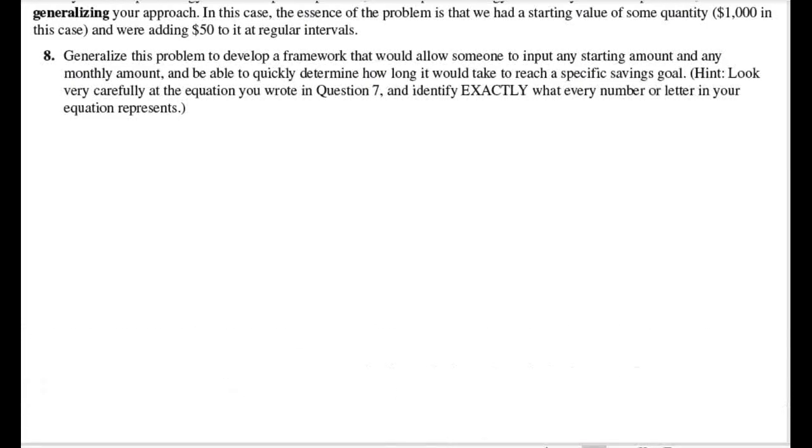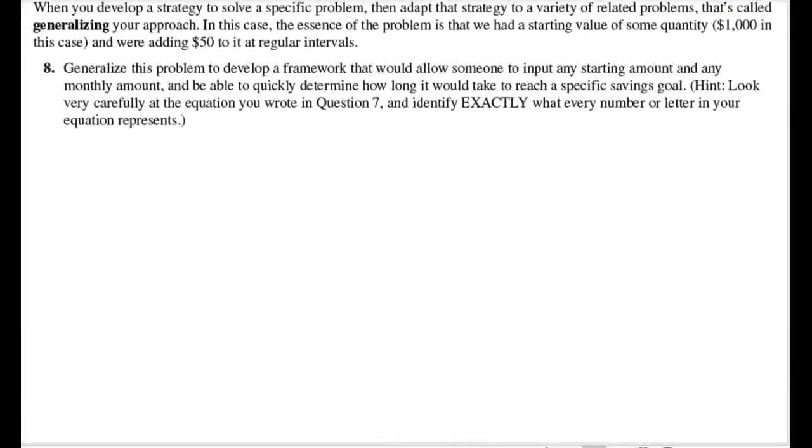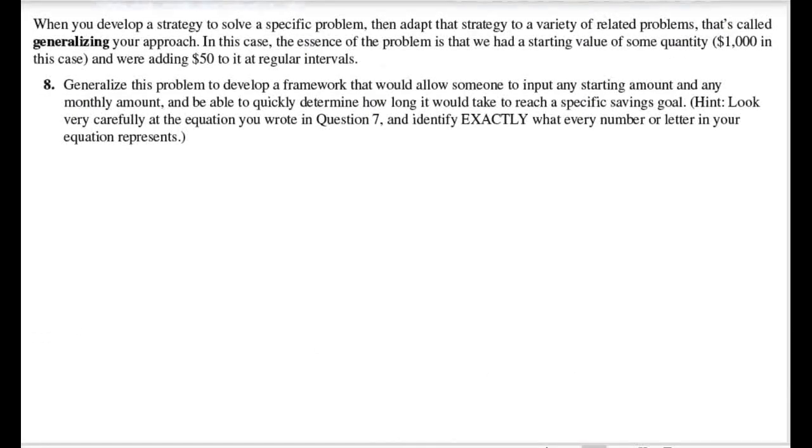So question 8. Kind of thinking more about the process rather than actually doing some calculations. When you develop a strategy to solve a specific problem, then adapt that strategy to a variety of related problems.